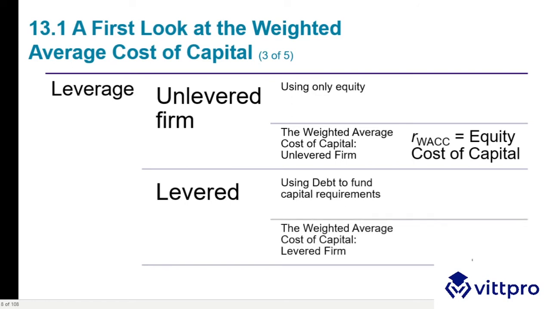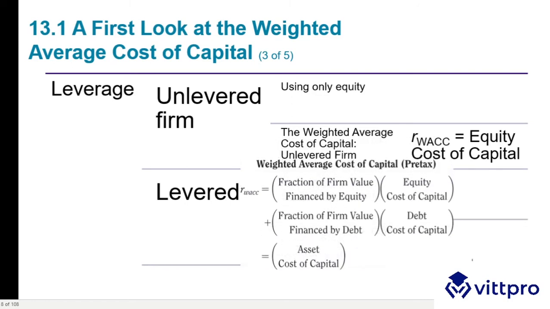So their weighted average cost of capital is equal to this formula: R_WACC equals the fraction of firm value financed by equity multiplied by the equity cost of capital, plus the fraction of firm value financed by debt multiplied by the debt cost of capital. This equals the total asset cost of capital, or average cost of capital, WACC.